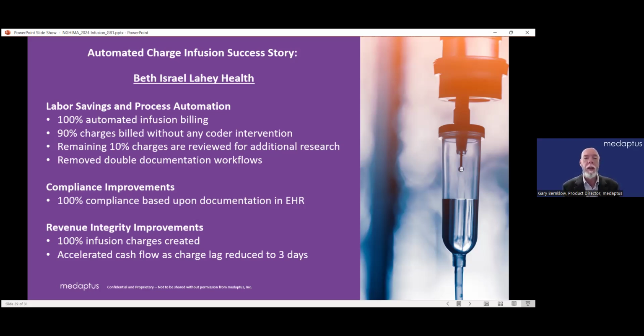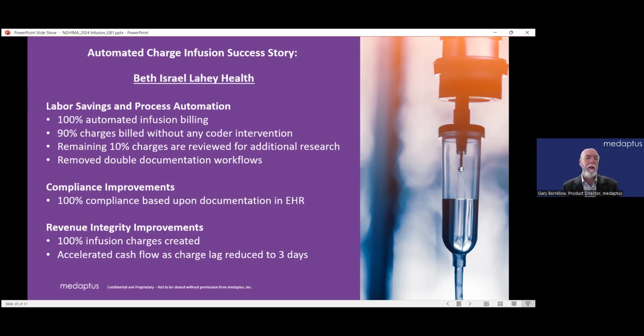Our goal is to have 80% of the charges flowing through without any kind of coder intervention. But we've seen with essentially all of our clients that we've gone live with 95%, right? And this removed some substantial double documentation workflows that they had at Lahey as well. They found that when they had nurses essentially creating the billing codes, they would document all the errors the nurses made, and then at the end of the month they would send back a list to the nurses saying you did this wrong, and then expect it to work.